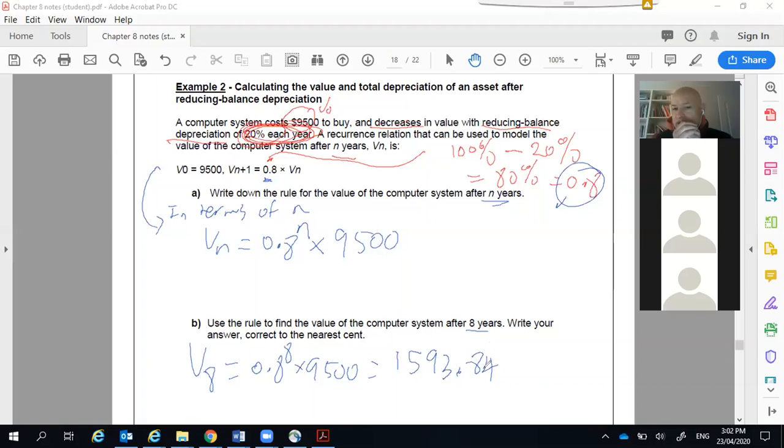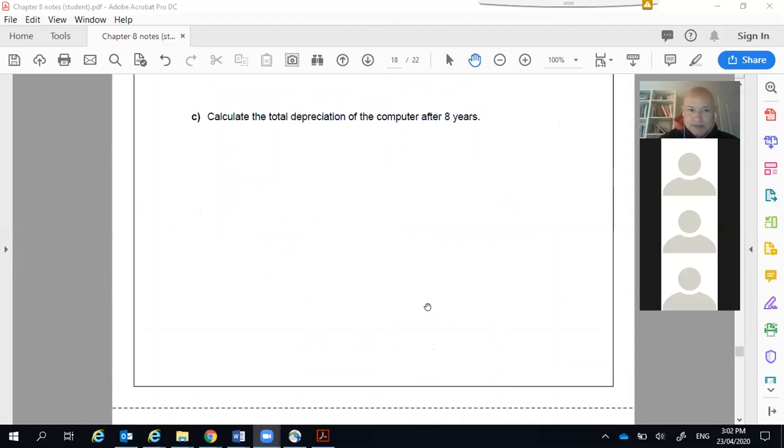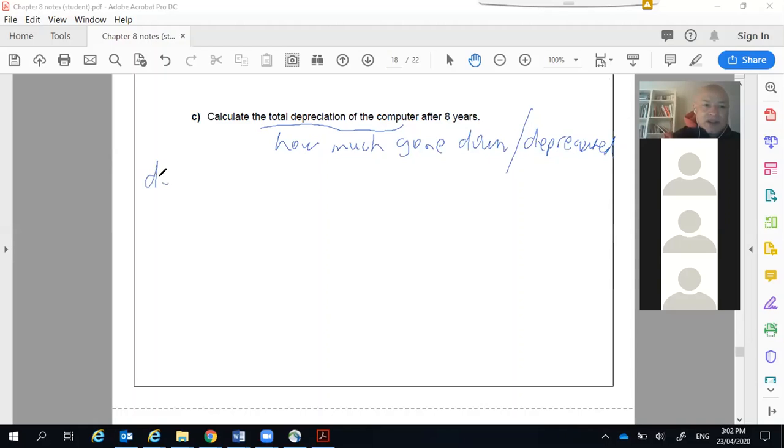Any questions on any of those so far? All right, I'll clear this and move to part C. It says calculate the total depreciation of the computer system. So how much has the computer system gone down? How much has it depreciated in the 8 years? Okay, so how much it's worth in 8 years, and what we started with, the difference between the two.